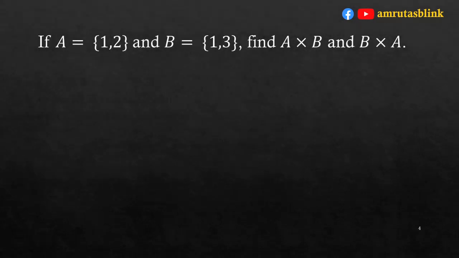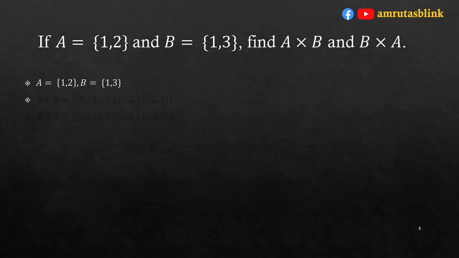If A is equal to {1, 2} and B is equal to {1, 3}, find out A Cartesian product B and B Cartesian product A. We'll write down the given elements, that is A is equal to {1, 2} and B is equal to {1, 3}. Now the cardinality of set A is 2 and the cardinality of set B is also 2. So there will be 4 elements in the Cartesian product of AB as well as 4 elements in the Cartesian product of BA.